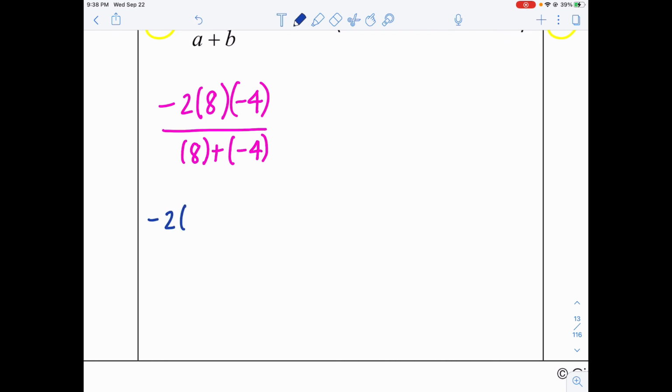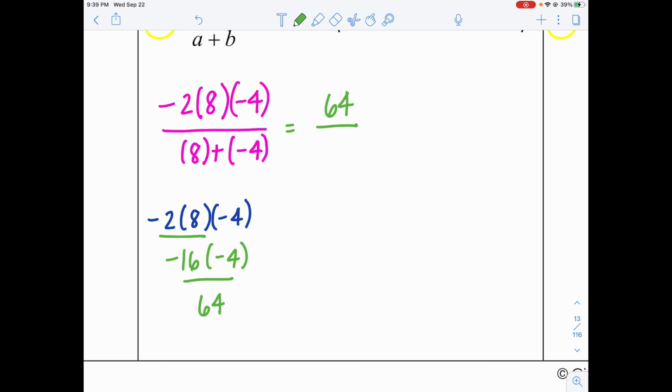Simplifying the top, I have -2 times 8 times a -4. I'm going to do a -2 times 8 first. -2 times a +8 is a -16, bringing down the multiplying by -4, which I have not done yet. I now have a -16 times a -4. A -16 times a -4 leaves me with a +64. So that is what goes on the top of my fraction or my division.